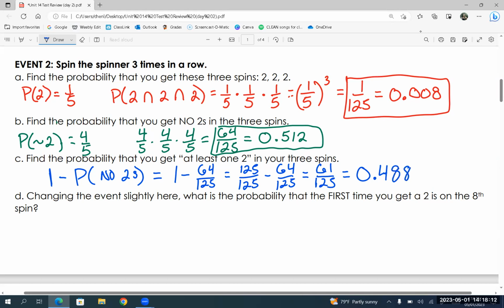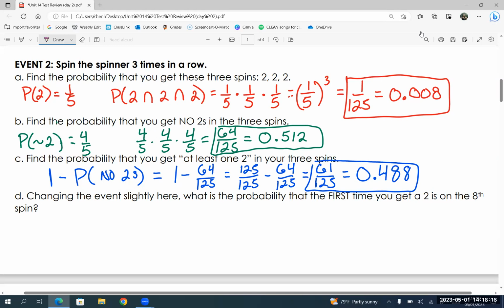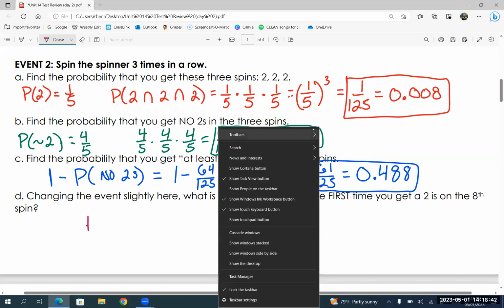Okay, part D. Changing the event slightly here. What is the probability that the first time you get a 2 is on the 8th spin? So that means there's 7 spins in a row where I'm getting no 2s. So this is where the exponent comes into this. So no 2s, we just multiplied 4/5 times itself for however many spins. So I could do 4/5.